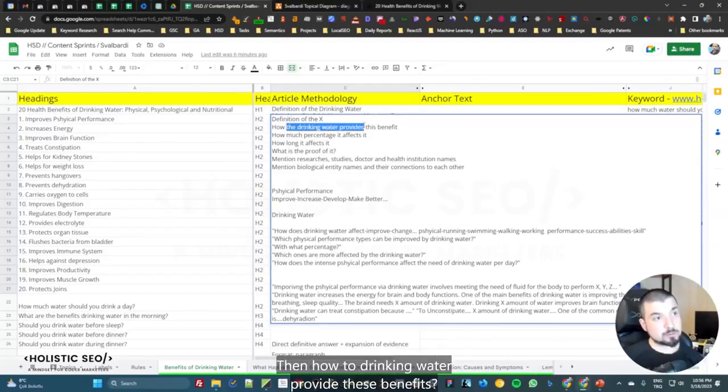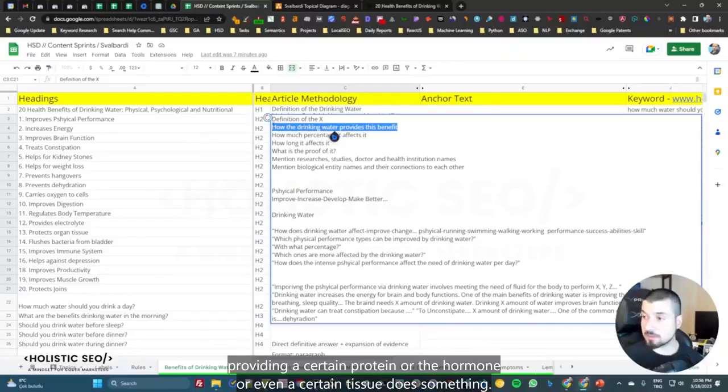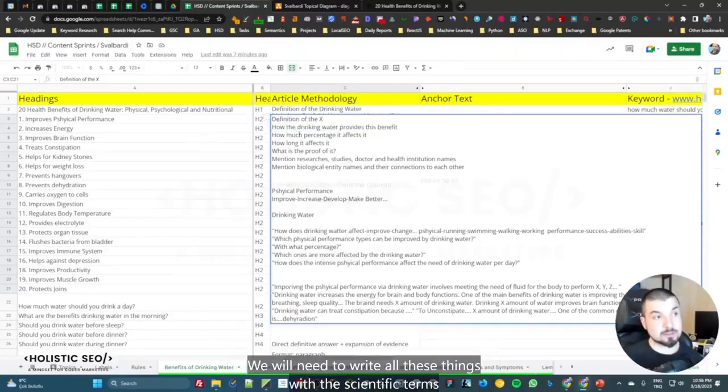Then how the drinking water provides this benefit? Directly we tell that actually this is the result of drinking water and it happens in this way. This specific thing here, it reflects a process. All the steps, all the minor sections, like even actually providing a certain protein or the hormone or even a certain tissue does something. We will need to write all these things with the scientific terms. Then how much percentage it affects it. Basically, after what kinds of percentage this benefit appears.